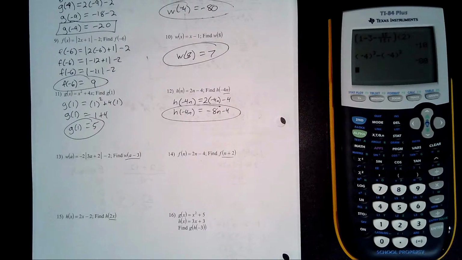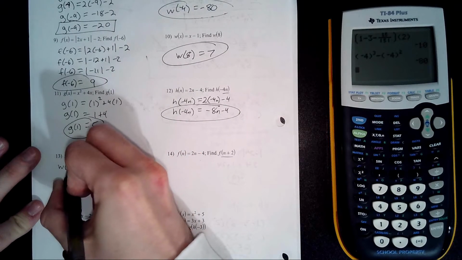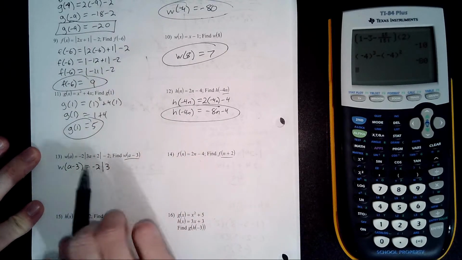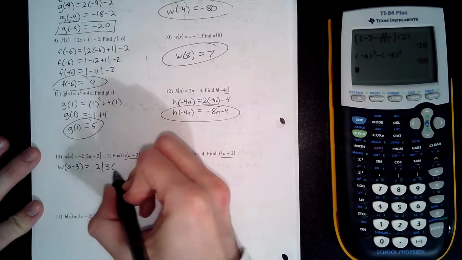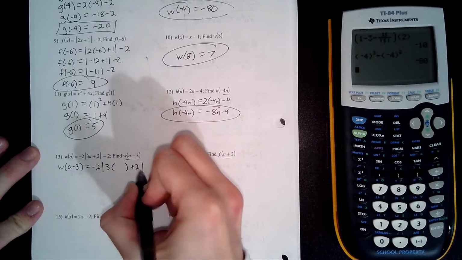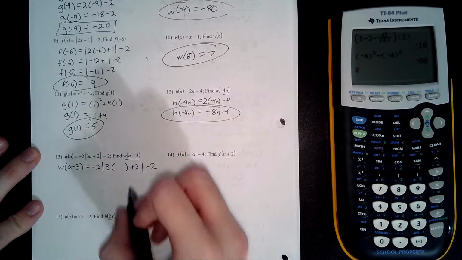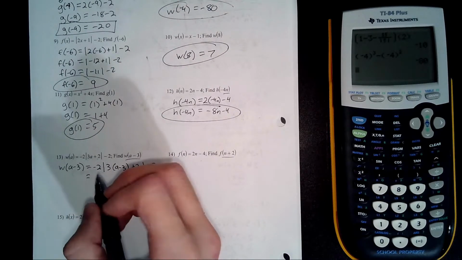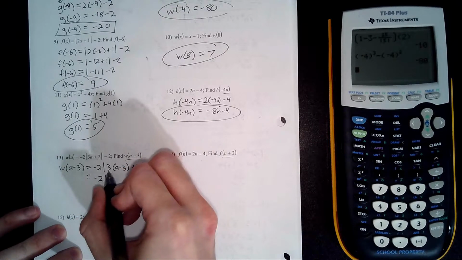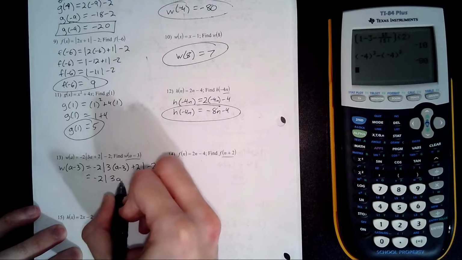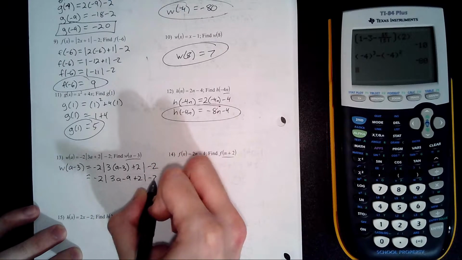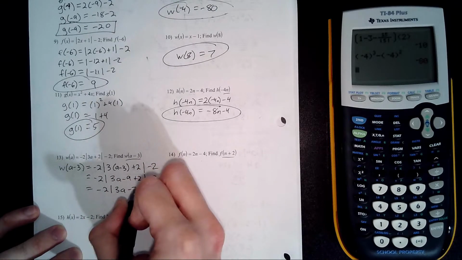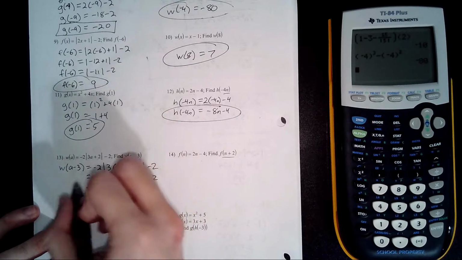Same idea on number 13. We have w of a minus 3. So we're going to do negative 2, bracket 3, and we're going to change that a into a big parenthesis, plus 2, that plus 2, minus 2, and we're going to plug in. This one we have 2 steps of work. So we got negative 2. 3 needs to distribute to both. So we got 3a minus 9 plus 2 minus 2. Now we need to add the like terms in the middle. 3a minus 7 minus 2. And there's your final answer.